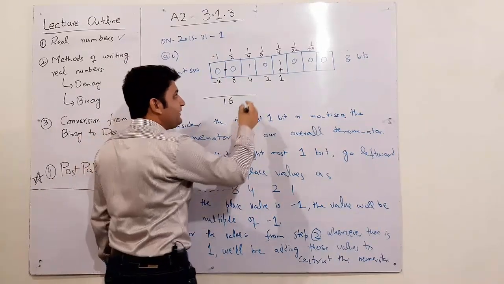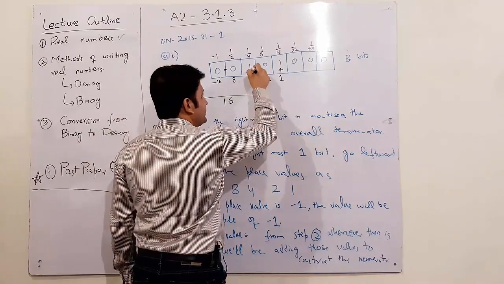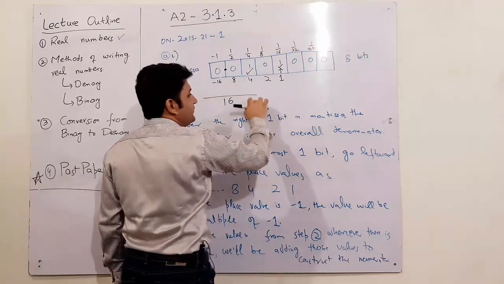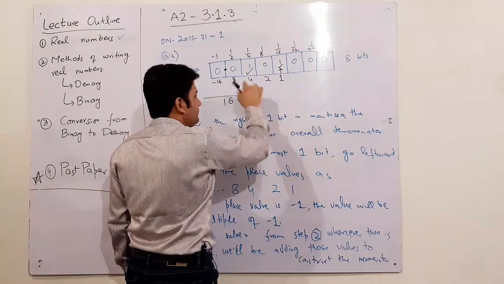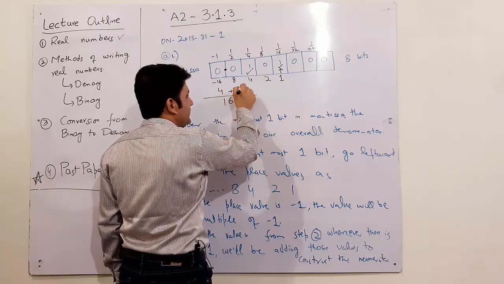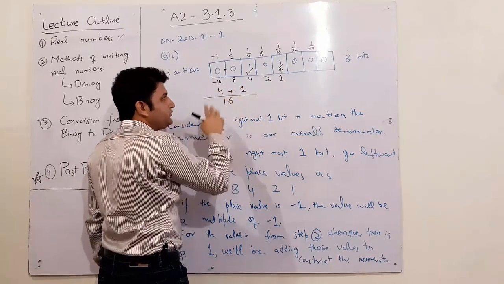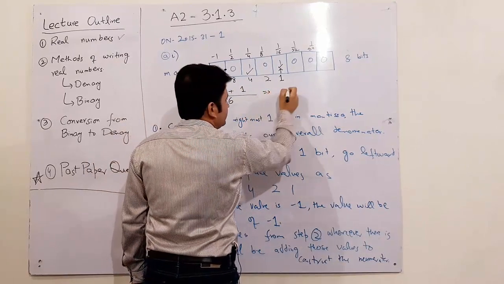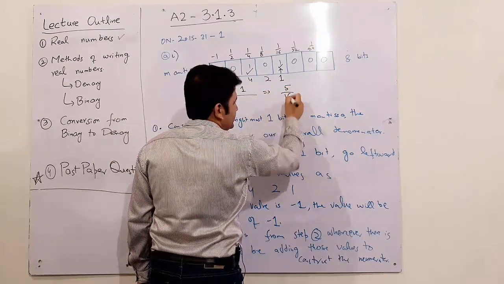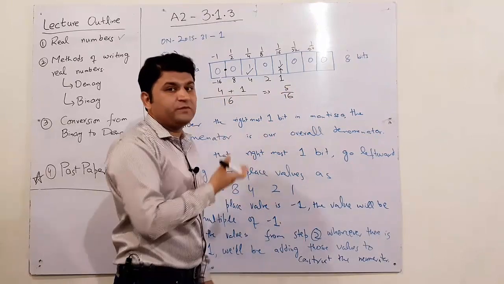So wherever we have one bit, which is this and this, we'll be writing those values, which is 4 plus 1, and adding these up to form our numerator. So our overall Mantissa is 5 by 16. So just like that, you have your Mantissa.